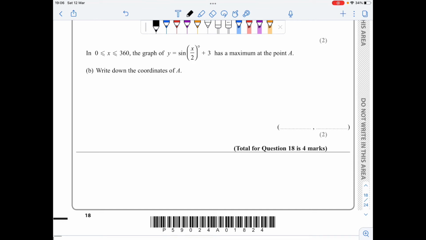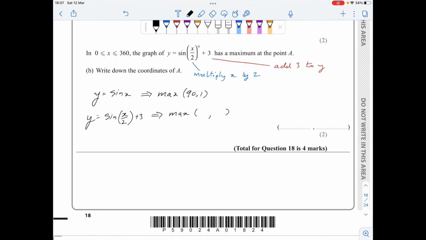For part B, I need to write down the coordinates of the maximum point of this graph. Now note, there are two transformations on this graph. Inside the bracket, I have x over 2, which means I have a multiplication of the x coordinates by 2. And the plus 3 means that I add 3 to the y coordinates. So if on the original sine graph the maximum is (90, 1), then on the new graph the maximum should be 90 times 2, which is 180. And then for the y, it's going to be 1 plus 3, which will be 4.